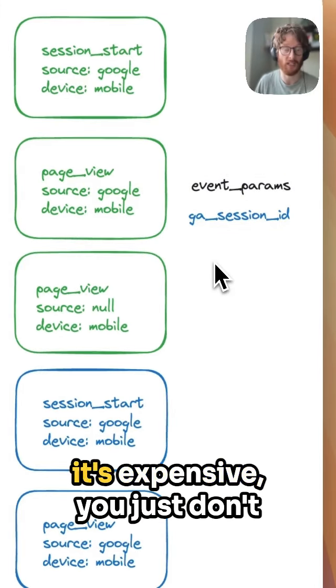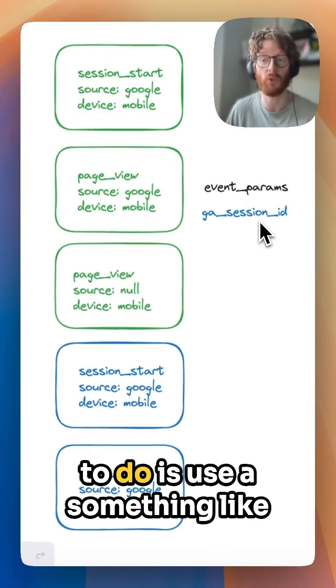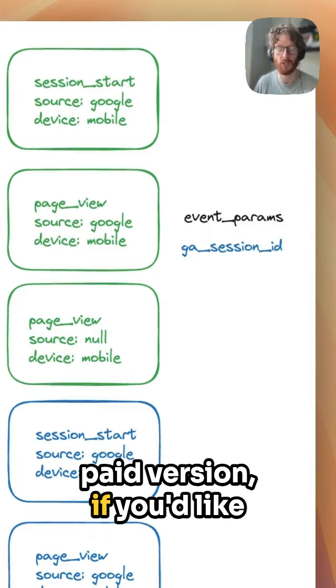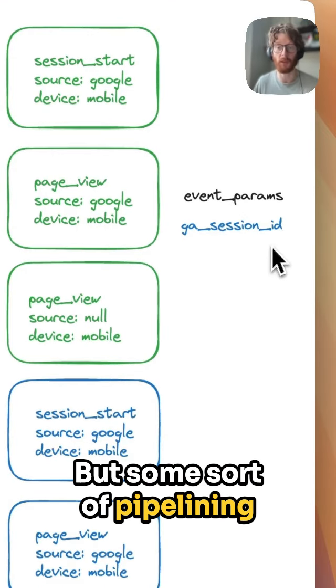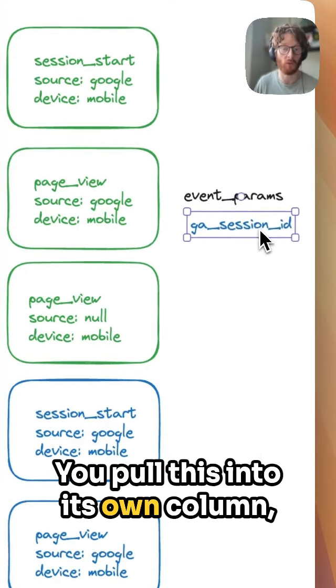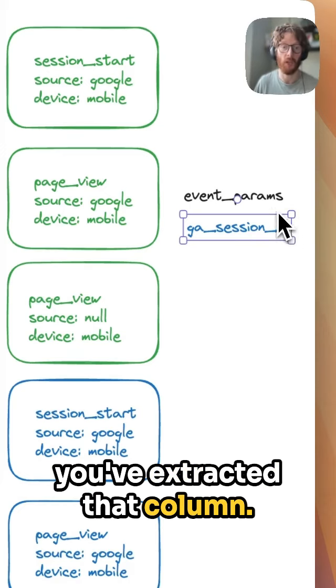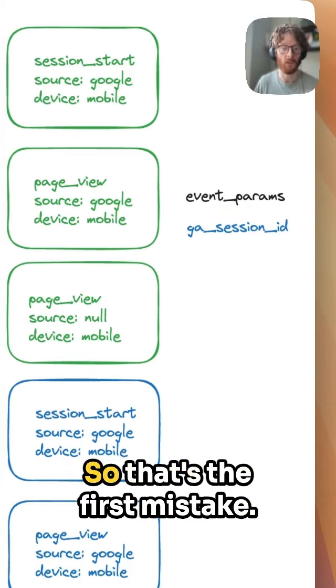It's hard to maintain and it's expensive. You just don't want to do this. What you instead want to do is use a pipelining tool, something like dbt, something like Dataform. As mentioned, we have our own paid version if you'd like to use that. But some sort of pipelining tool to only do this once. You pull this into its own column, and then in the future, you build all the tables based on it once you have extracted that column. You're no longer touching this every time. So that's the first mistake.